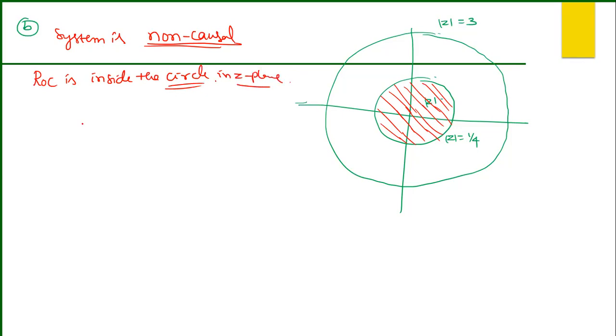Now, whether it is stable or unstable, you need to find. Where is the unit circle? Unit circle radius is 1. It is between 1 by 4 and 3, somewhere here. Now, is the ROC including the unit circle? Obviously, no. That means the system is unstable. See that this is the unit circle. It is not covering it; the ROC is inside the unit circle. So that is an unstable system.